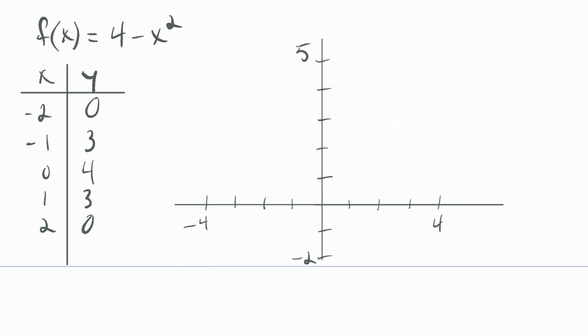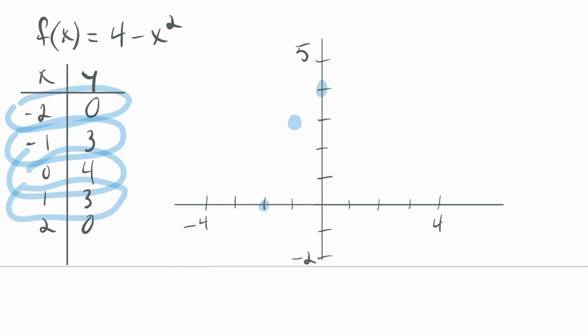So now I can go plot this ordered pair, -2 for the x-coordinate, 0 for the y-coordinate. So like right here, right? Which I'll erase the highlighting later after I get this a little bit marked down. -1, 3, so like right here, roughly. 0, 4, so like right here. 1, 3, so like right here, and then 2, 0, so like right here. It's kind of like a triangle a little bit, right?